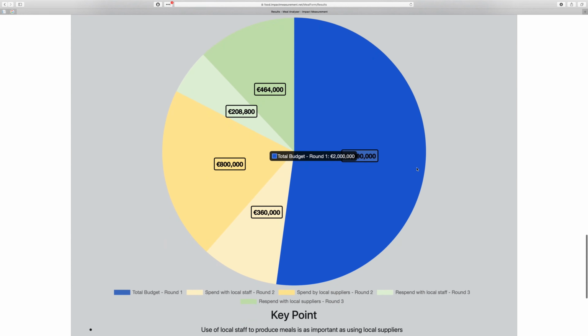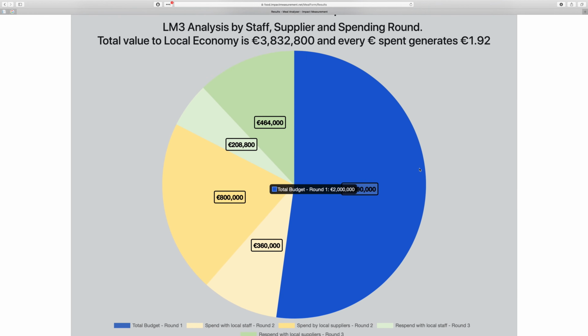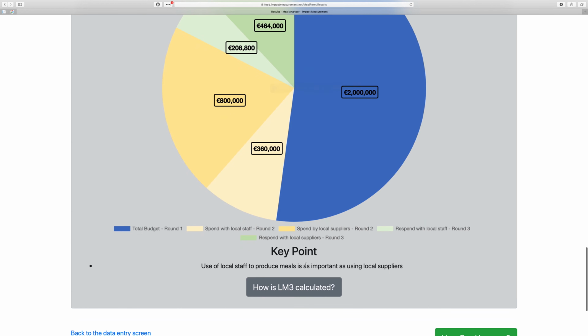Finally, I want to look very briefly at the economic impact element of the tool. We've stayed away from it because it requires more explanation. However, what we're showing here as a headline is that the total value to the local economy of this whole procurement is 3.8 million euros, and that for every euro spent, that generates €1.92 within your local economy. So again, what we're looking at here is not just the economic impact, but also some of the socio-economic impacts as well.